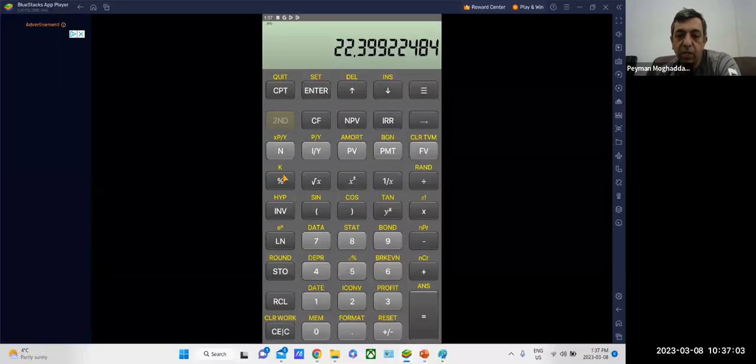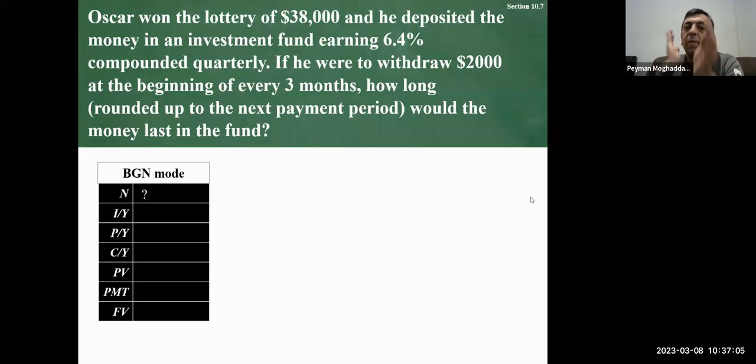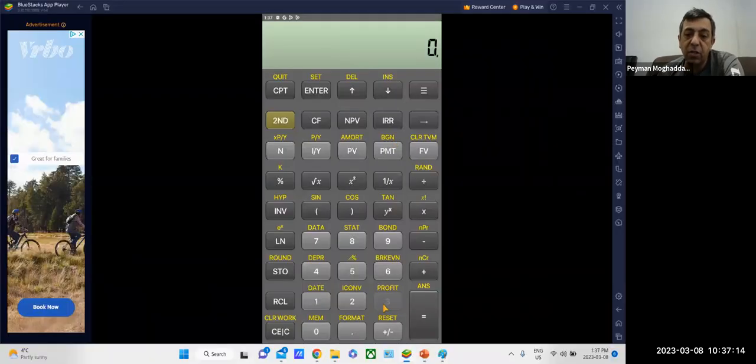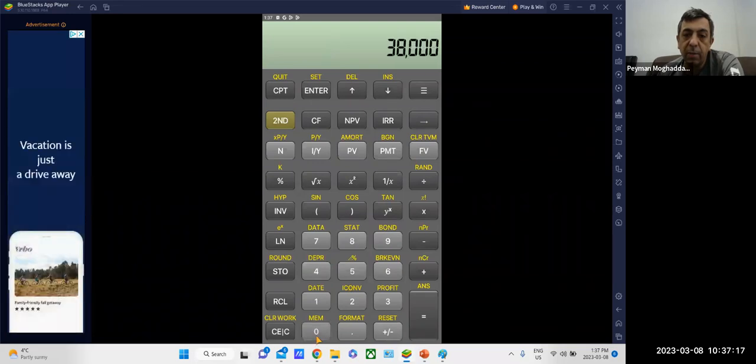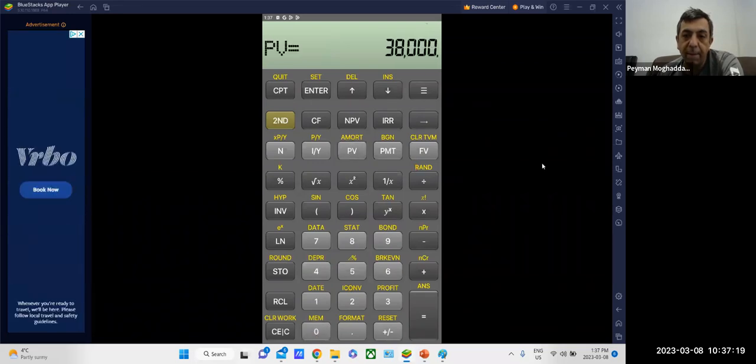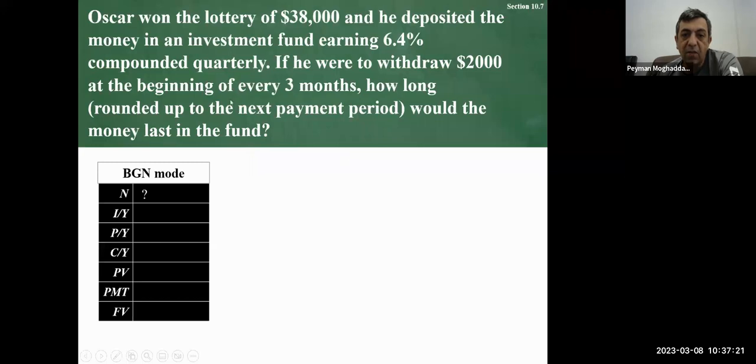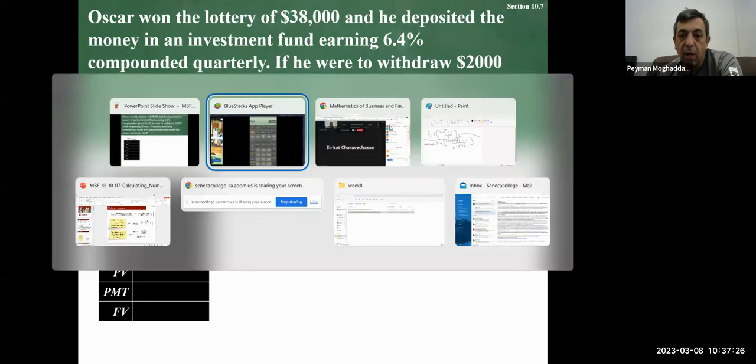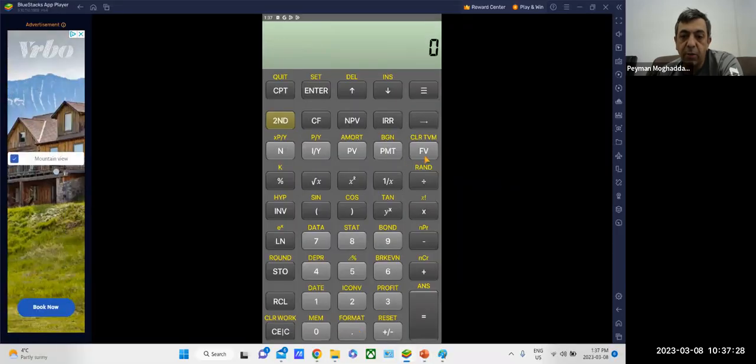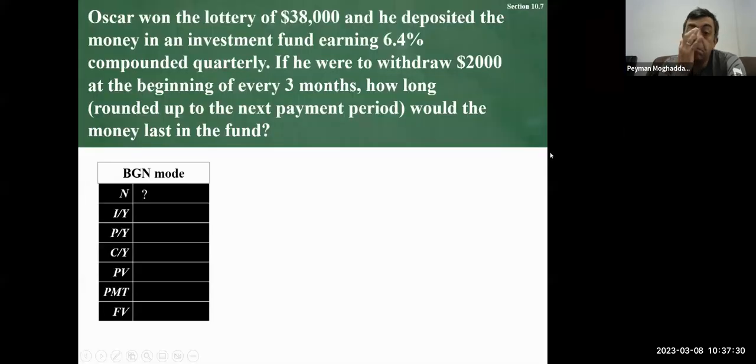Let's clear everything. So Oscar won the lottery of $38,000. So $38,000 is going to be the present value, okay? And then he's going to take the money out of it until it's finished, right? So it's going to be over. So the future value then is going to be 0. And he withdraws $2,000 at the beginning of every month.